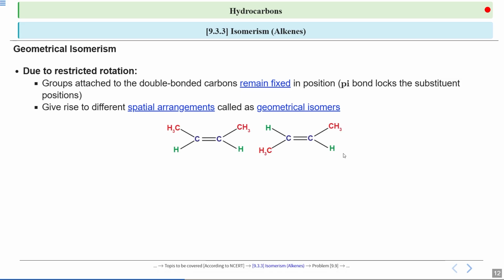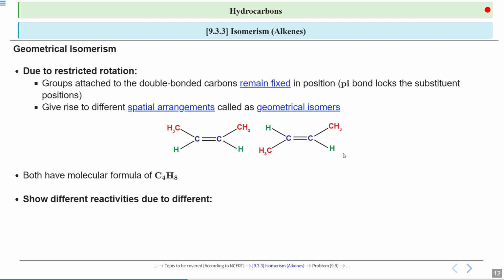Now, we have an image that illustrates geometrical isomerism. Take a moment to observe the different arrangement of the groups around the double bond. Both have the same molecular formula, which is C4H8. Despite having the same formula, their spatial arrangement is different, which makes them distinct isomers. They will also show different reactivities.